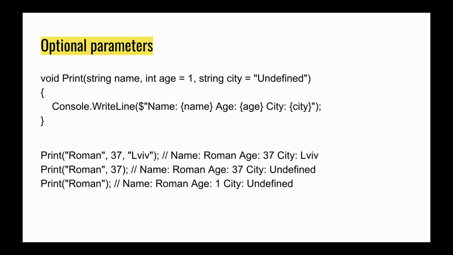But C# also allows you to use optional parameters. For such parameters, we need to give them default values. It should also be noted that after declaring the first optional parameter, all the following parameters must be optional. Here, the age and city parameters are optional as they are given values. Therefore, when calling the method, we may not pass data to them.